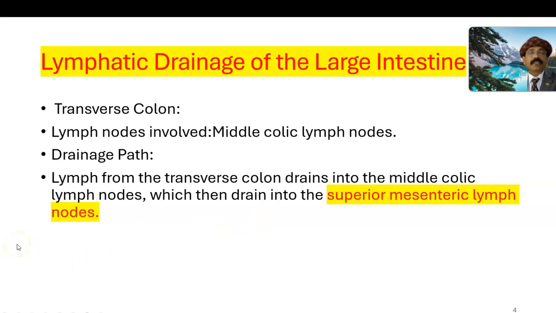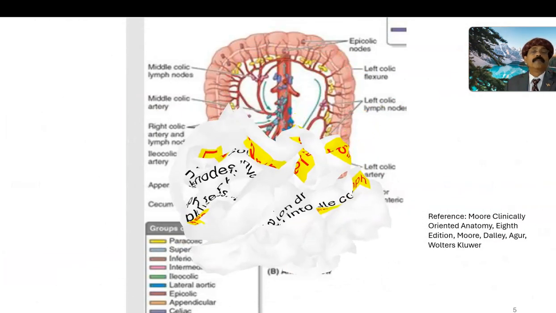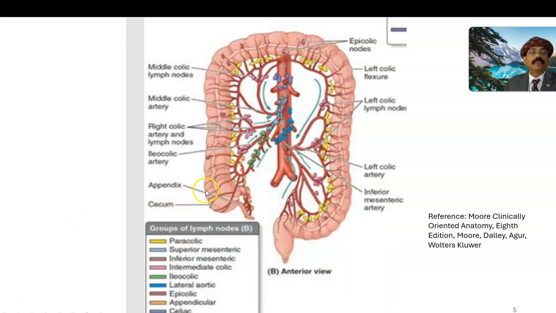So the structures which are derived from the midgut, supplied by the superior mesenteric artery, the lymphatics from those parts of the gut, the large intestine, go to the superior mesenteric lymph node. Okay, so this is here. Appendix and cecum will go to the superior mesenteric lymph node area gradually.